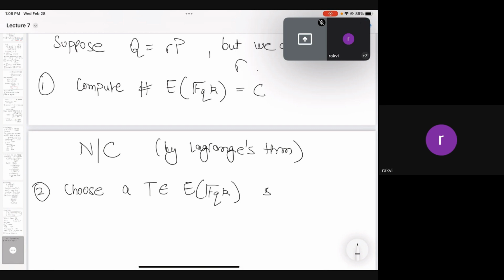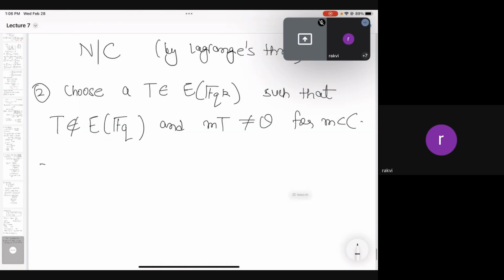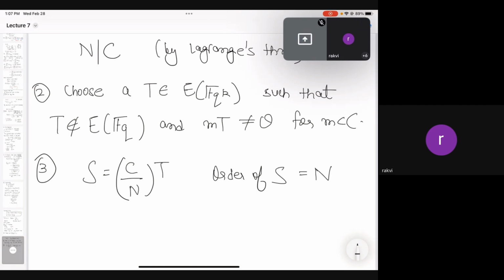such that T should not be defined over the field that I started with, and M times T should not be identity for any M smaller than C. Sorry, not M, C. Now once I have made this choice, I define a point like this, S equals C over n times T. Because the order of T is C, it's not smaller than C, so the order of S is simply n, because n times S is C times T, which is 0.